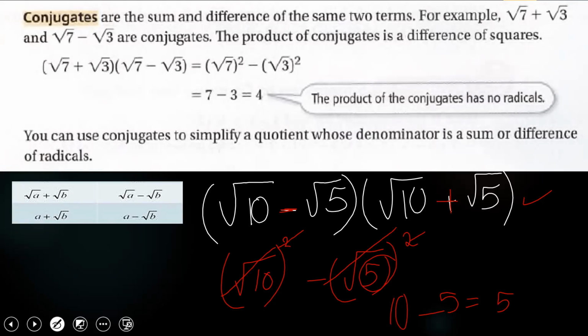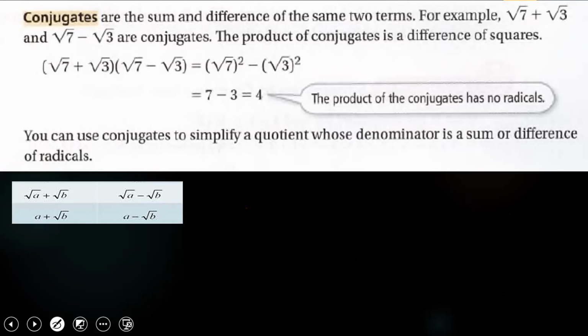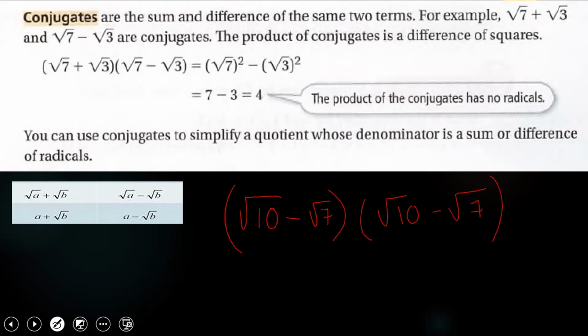Right. Now, if you have the square root of 10 minus the square root of 7, multiplied by the square root of 10 minus the square root of 7, is this a conjugate? No, because there's no plus and minus. Exactly. They are not added and subtracted.